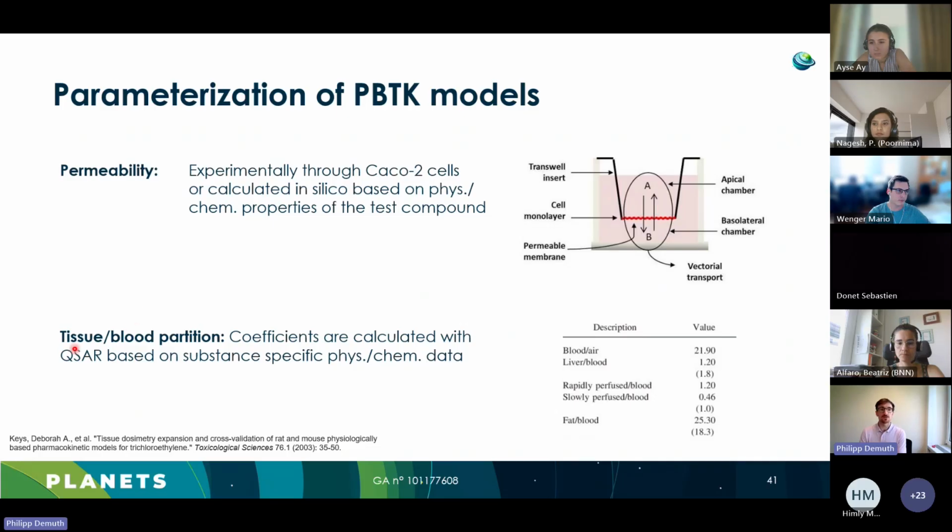And then finally, you have the tissue blood partition coefficients, and those give you an idea in the model itself in which compartments the compound might end up. So for example, a highly lipophilic compound might accumulate in the fat compartment, while a hydrophilic compound is highly present in the blood plasma.